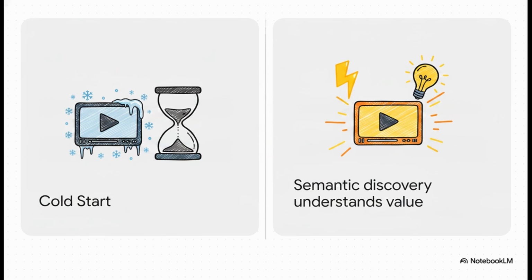The old algorithm needed a ton of views, clicks, and watch time just to understand if your video was any good or who to show it to. But with semantic discovery, because these IDs are generated from the content itself, the system understands your value and your exact topic the second you upload. It doesn't have to wait around for user data anymore.